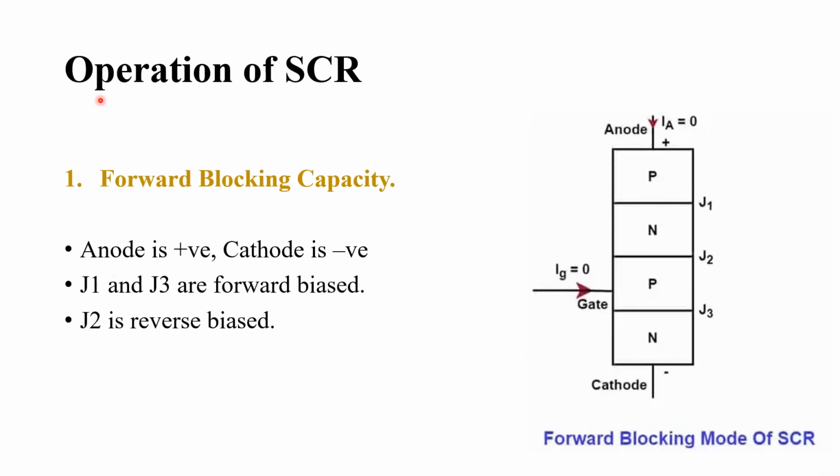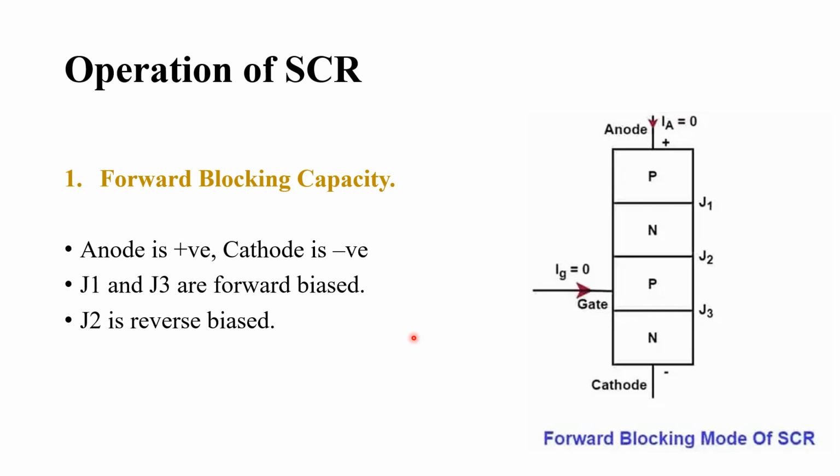Now we'll be discussing the operation of SCR. Basically, we'll be discussing two modes of operation, that is forward blocking capacity and reverse blocking capacity. Here we'll be focusing on forward blocking capacity. First point, anode is positive, cathode is negative. J1 and J3 are forward biased, J2 is reverse biased.